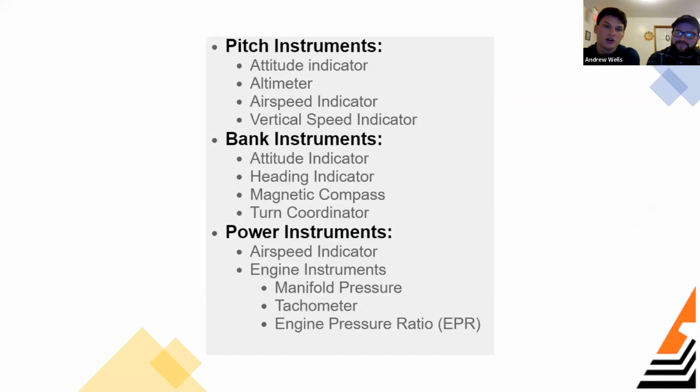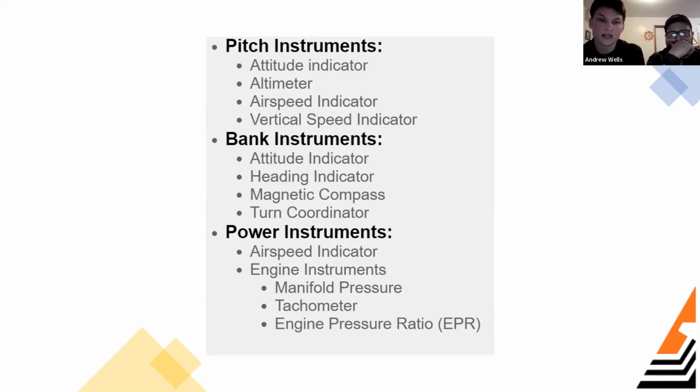So here we go with those cross checks, right? So you can kind of see your pitch instruments, right? You can use your attitude indicator, right? It'll show your degrees of bank, up or down. Your altimeter will show you climb if you're above the horizon. Your airspeed indicator will probably show a decrease if you're climbing. And your vertical speed indicator would show you climb or descent, right?